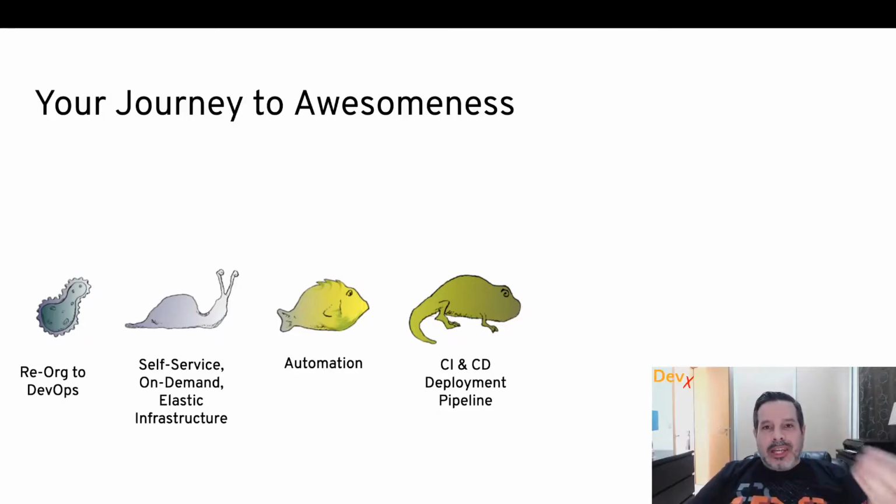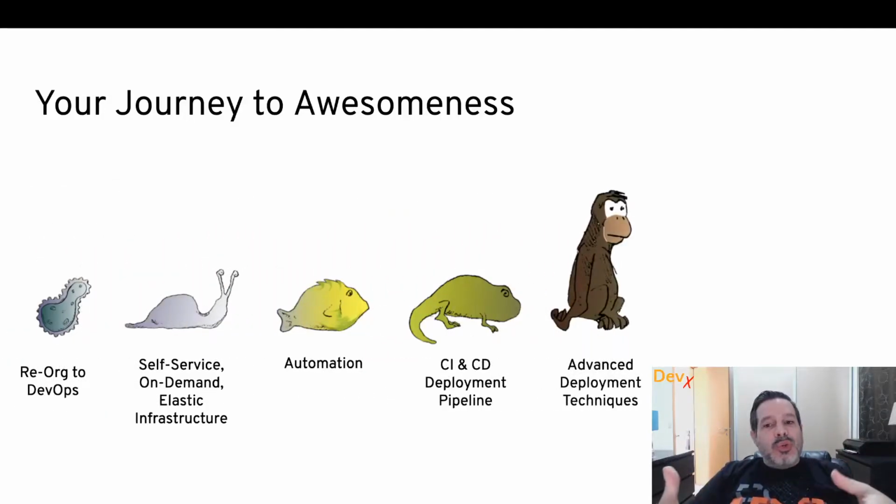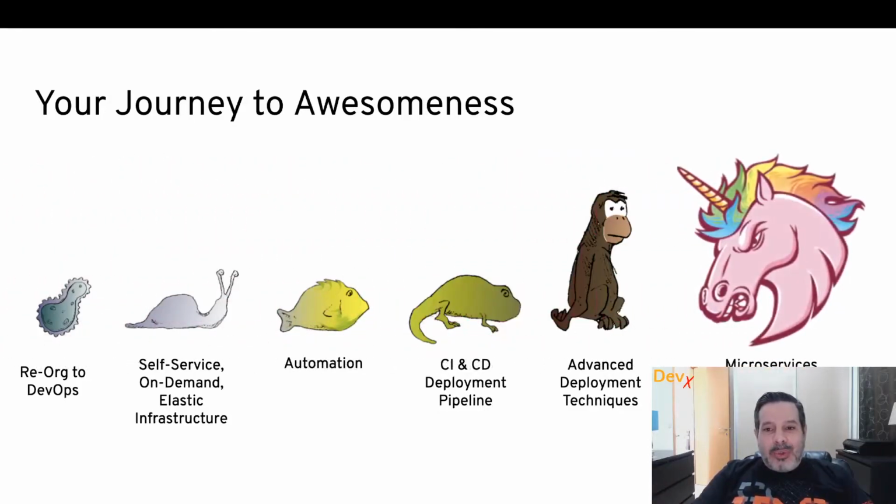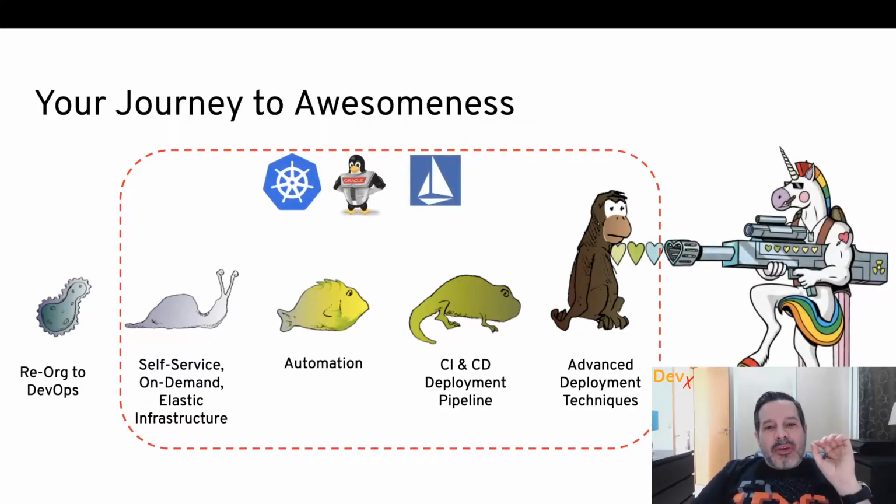And once it lands in production, you must choose advanced deployment techniques. And then you are ready to have your first microservice, and who knows, maybe you can become the next Silicon Valley unicorn. Okay, but if you think a little bit, with Kubernetes, Linux, and Istio, you will have a lot of unicorn power on your application.